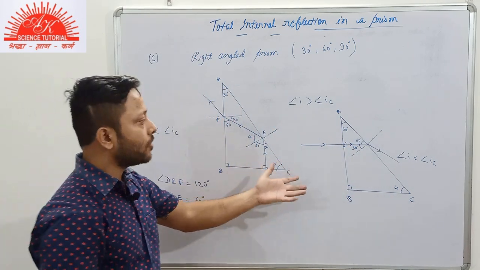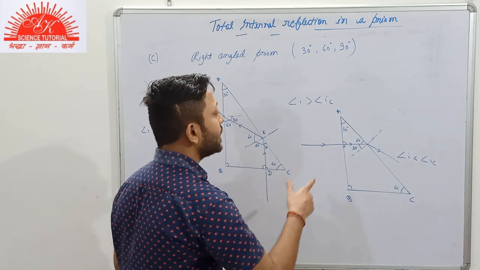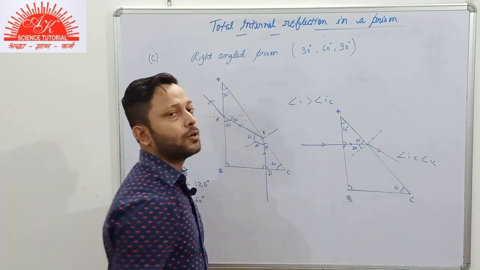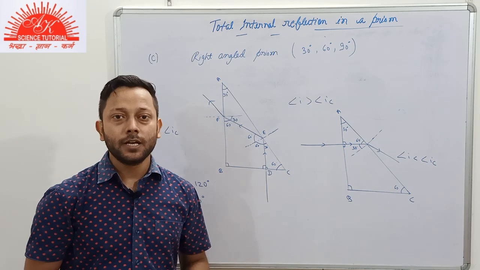The next case when total internal reflection will not take place is when the light ray enters through this face, that is through AC. You can do it on your own. Now this was all about total internal reflection in a prism.